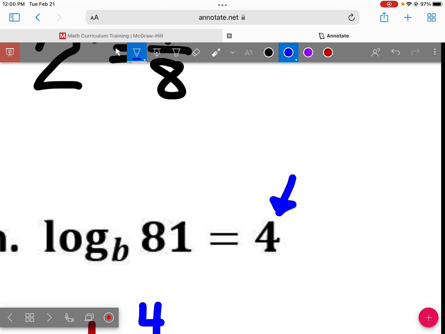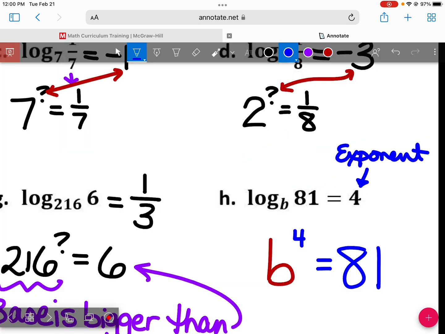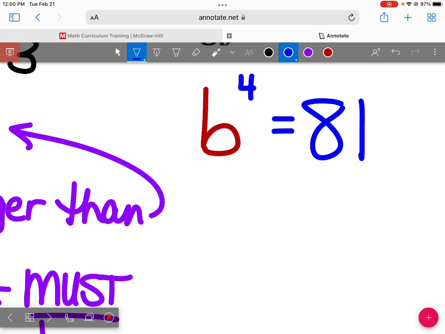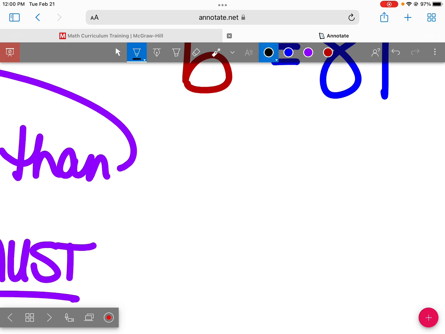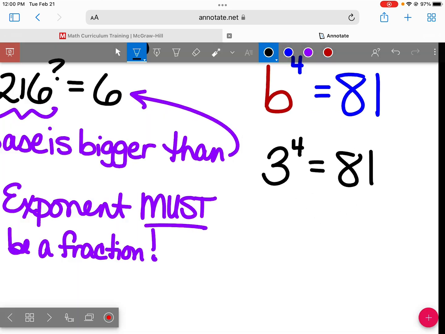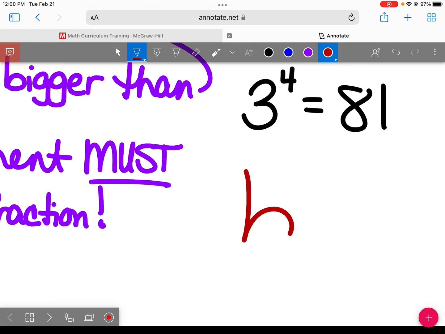This is my exponent. So I want you to grab a calculator, try some different bases. What to the power of 4 would give you 81? 3. 3 to the 4th power equals 81. So the base is 3.